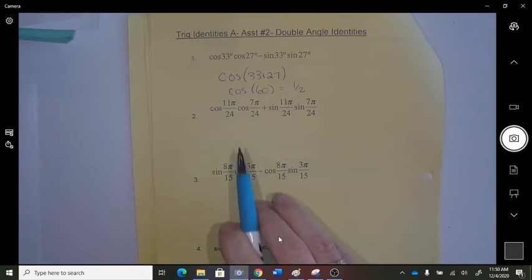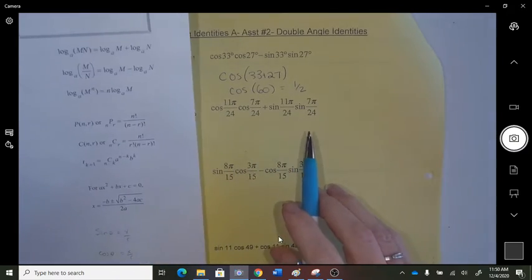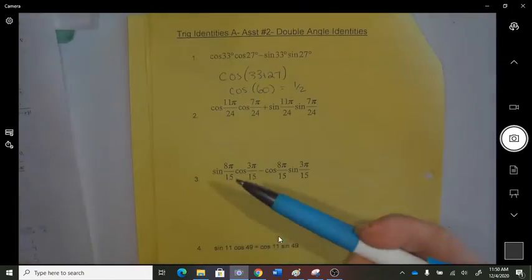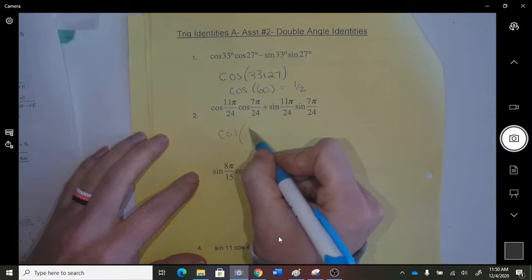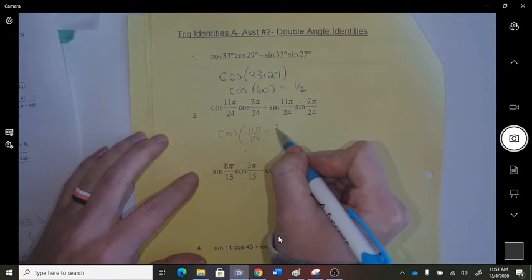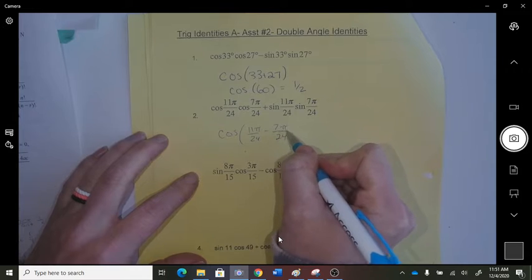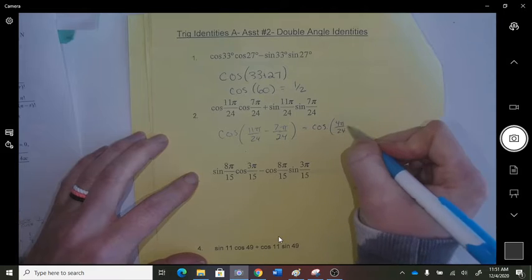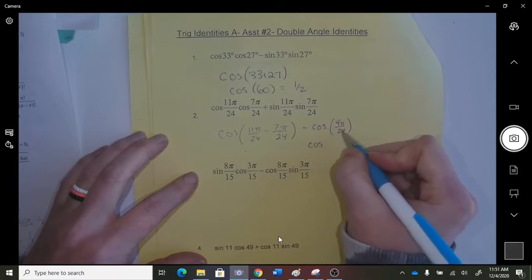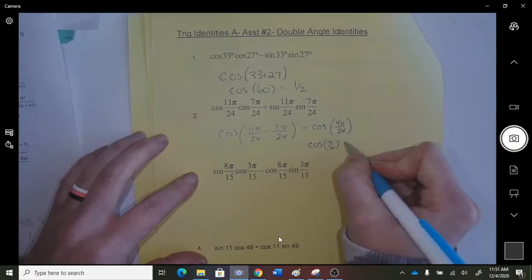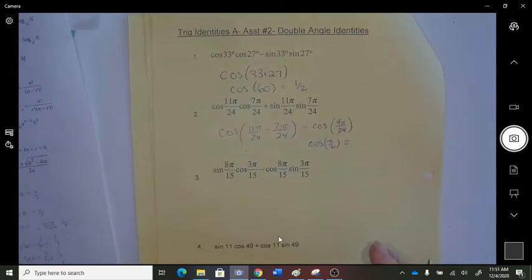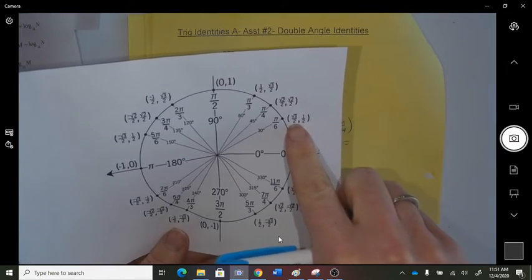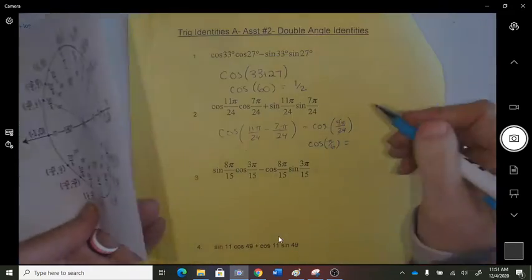Okay, next, cos plus sine. So cos plus sine is the cos of two angles subtracted. Okay, so that is 4 pi over 24, or reduced, that's pi over 6. So I go to pi over 6, and cos is looking for the x value. So pi over 6 is right here, and I look for the x value, which is root 3 over 2.